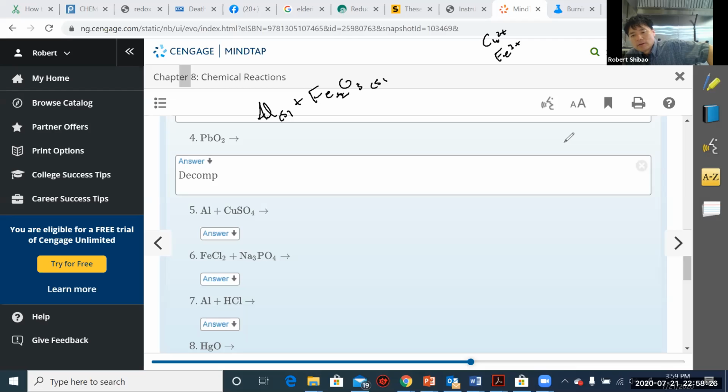And so bump up the aluminum, go to 2 aluminums. Well, if you go to 2 aluminums, we get 6 electrons. And 2 coppers don't want 6 electrons. 2 coppers want 4 electrons. So bump up the coppers. So you go to 3 coppers. When you have 3 coppers, then 3 coppers want 6 electrons. 2 aluminums want to give up 6 electrons, and everything works out, and it's a happy ending.